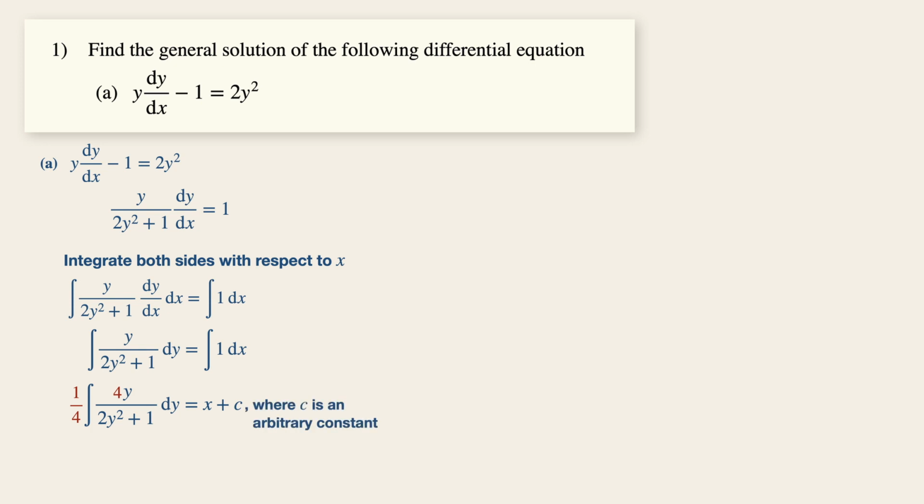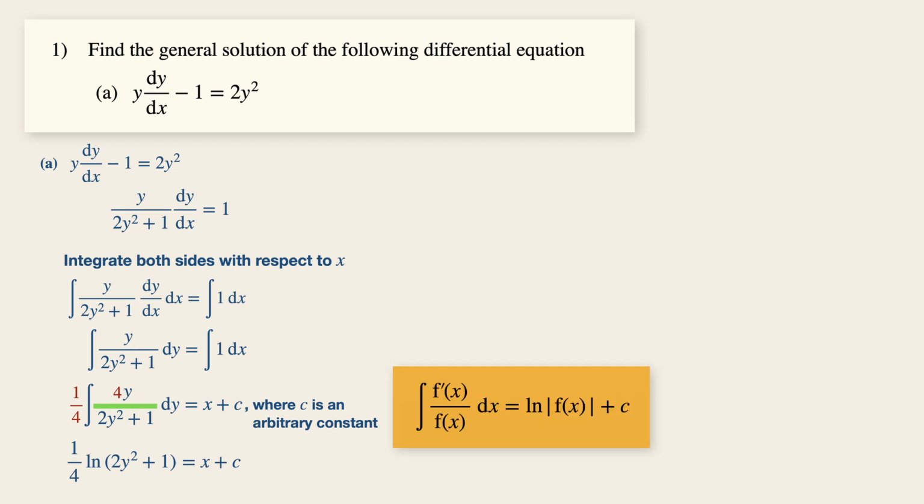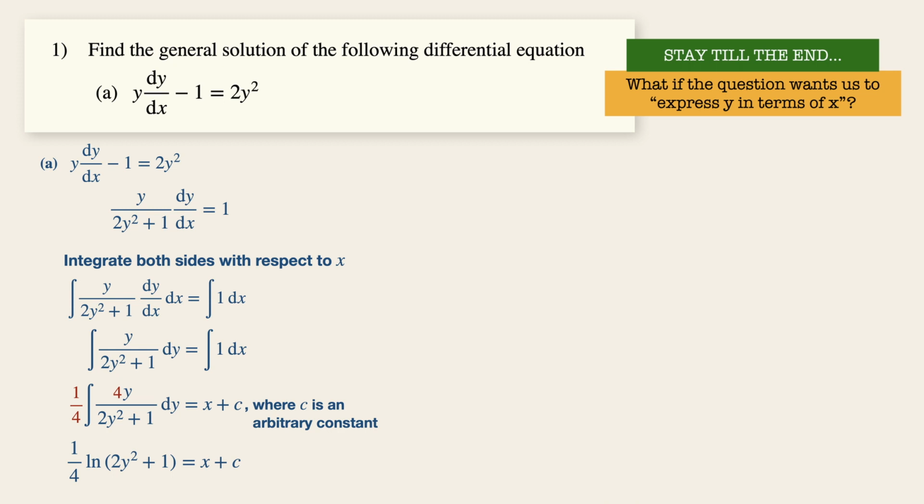Now the reason why we are manipulating the numerator over here is so that it will give us 1/4 ln of 2y squared plus 1, as it takes the format over here. And this is equals to x plus c. So this is the general solution of the differential equation.